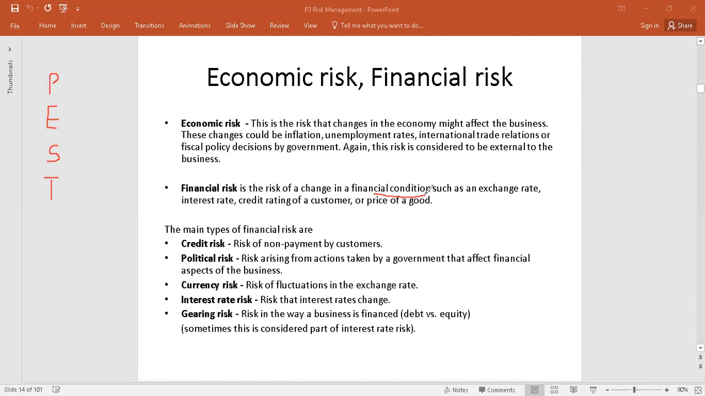Gearing usually talks about the proportion of debt capital that is employed in the total business. So that is the gearing aspect of it. It is the risk in the way a business is financed, that is, both debt and equity. Sometimes this is considered part of interest rate risk. It is the proportion of debt and equity.